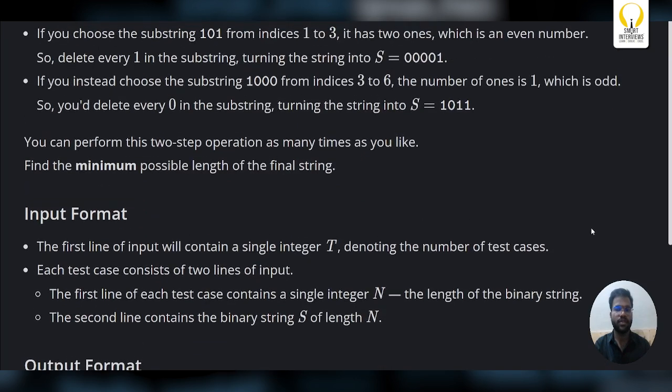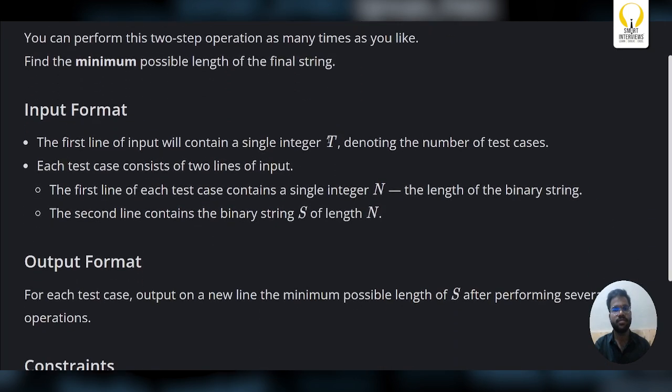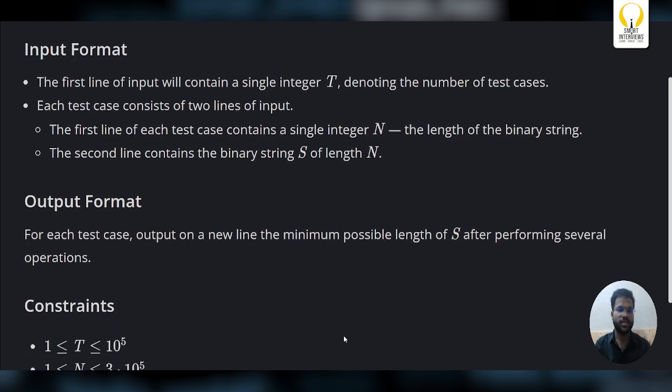Okay, so they have given you the input format, which tells you the first line, as usual, contains t, which is the number of test cases. Then for each test case, you have two lines of input. One is n, which is the length of a binary string, and the second line contains a binary string s of length n. For output, you need to print the minimum possible length after performing several operations.